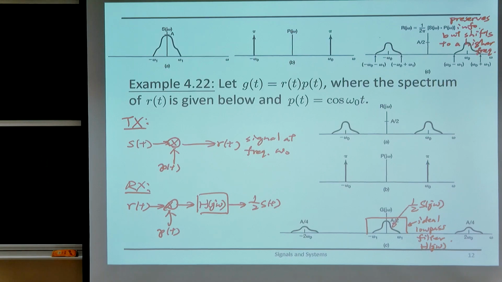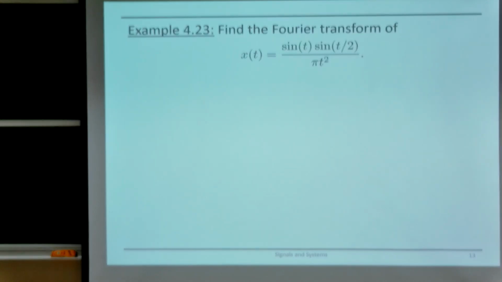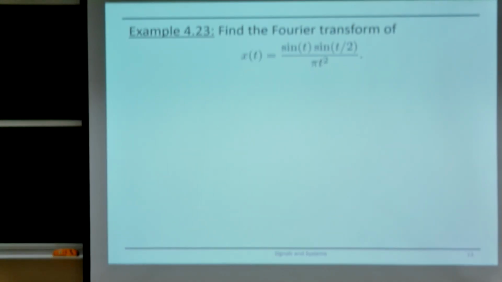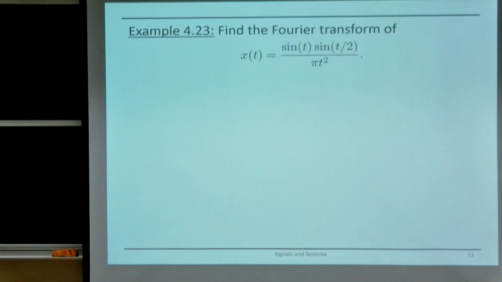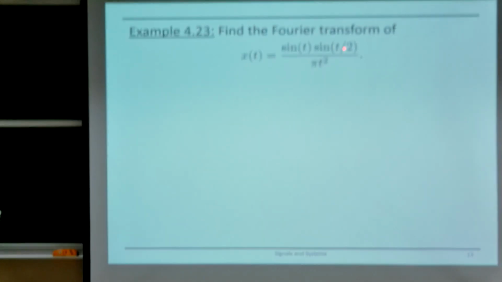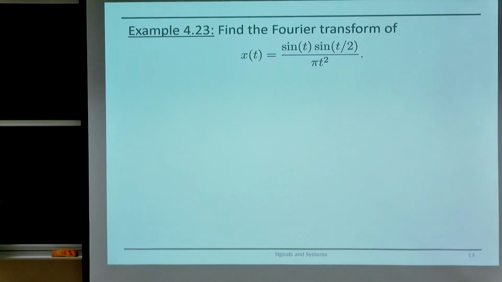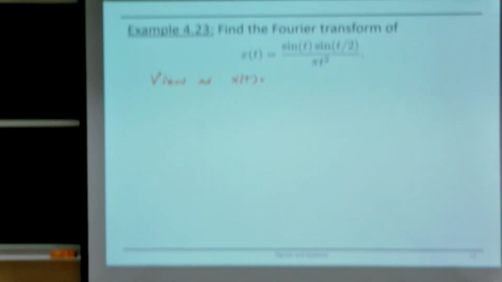All right, so another example, computational-wise, is this example here. We have this signal x of t that is equal to sine t times sine t over 2 over pi t squared, and we're asked to find the Fourier transform of this. This signal looks a little bit complicated, but actually, you can view this signal as the multiplication of two sinc-like functions.